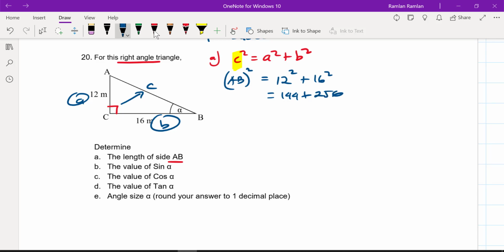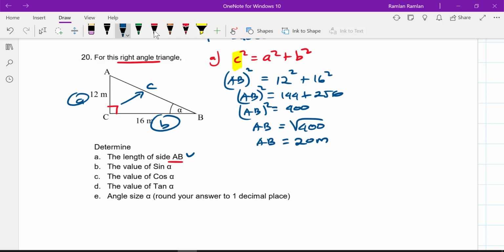So if I add them together, they'll be 400. So they'll be equal to 400. So this is not the length of AB. This is the length of AB squared. Okay, so I forgot to put this one here. You should write this down. And so, which means that AB, we need to square root both sides. That'll be the square root of 400, and that'll be equal to 20 meters. Okay, so we're done for question A.